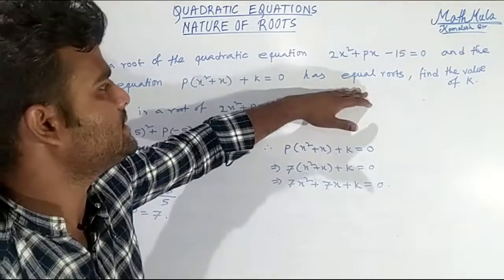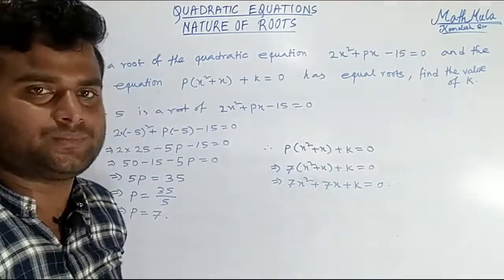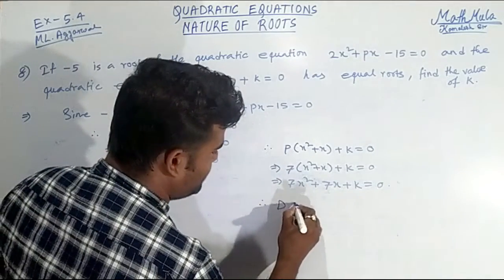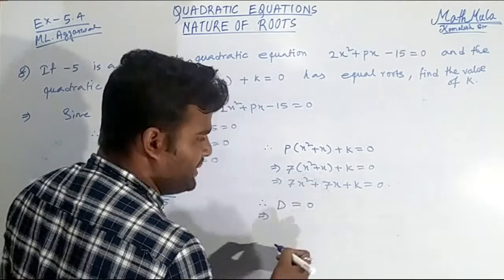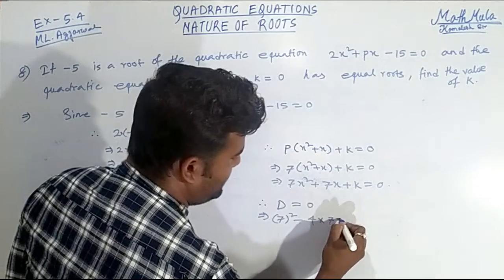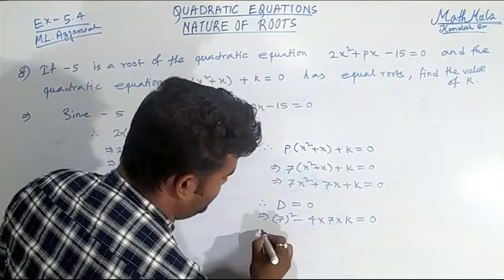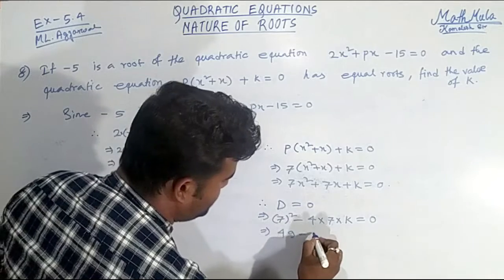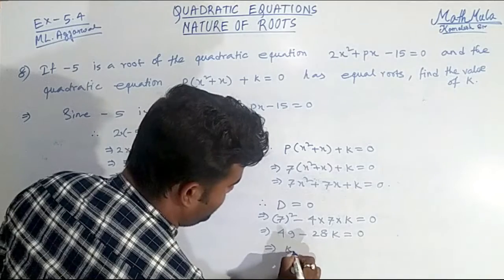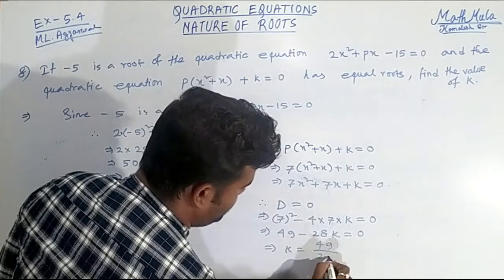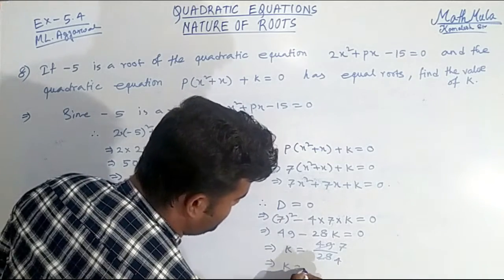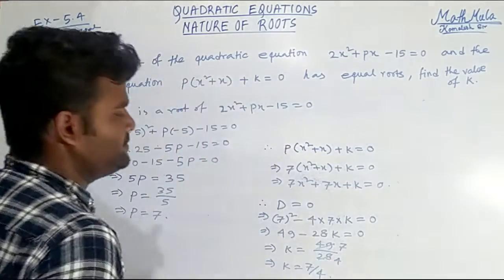Now look in the question, it has equal roots. That means the discriminant of this equation is 0. Therefore, discriminant equals 0. That implies b squared, that means 7 squared, minus 4 into a, that is 7, into c, that is k, equals 0. That implies 49 minus 28k equals 0. That is k equals 49 by 28. You can cancel this by 7. This is 7 and this is 4. So the value of k equals 7 by 4. That's it.